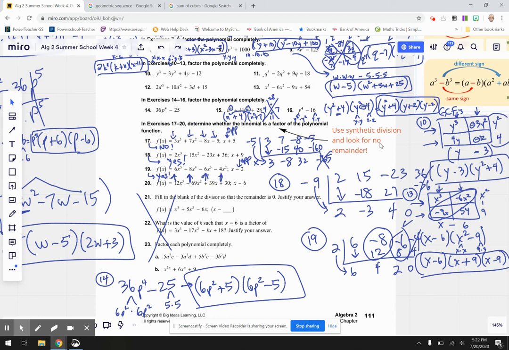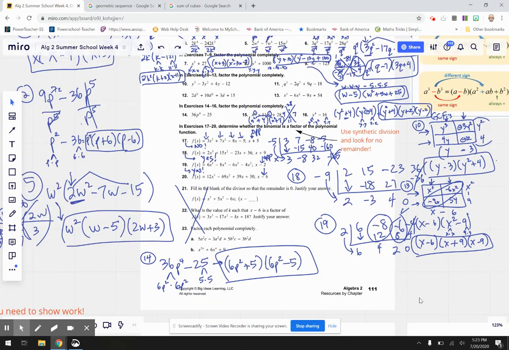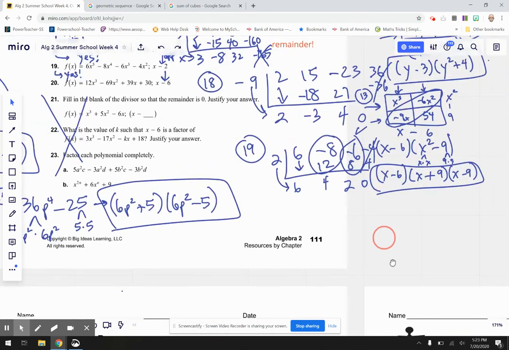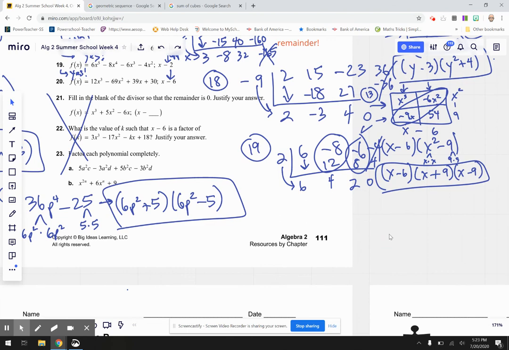And last but not least, number 20. Okay, we need the opposite of negative 6, which is positive 6. And then we have 12, negative 69, 39, and 30 as my four numbers.